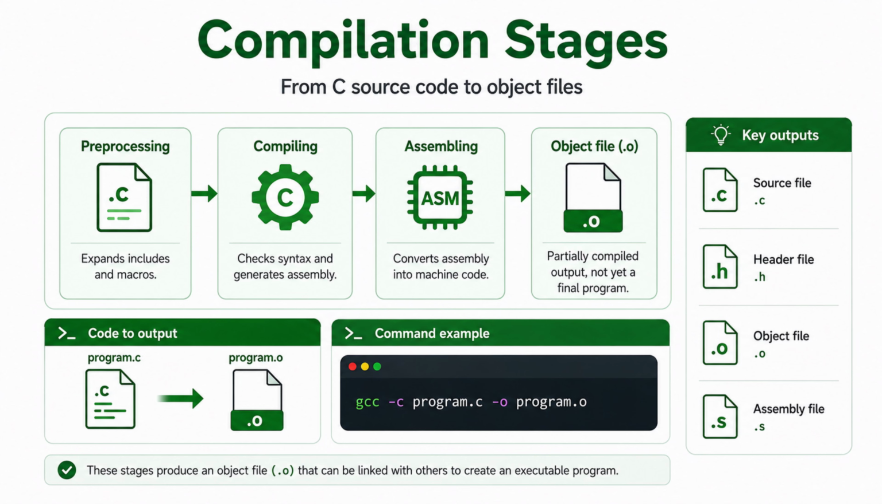An object file is not the final program. It contains compiled machine code, symbols, and relocation information, but it may still refer to functions or variables defined somewhere else. That is why the linker is needed later.